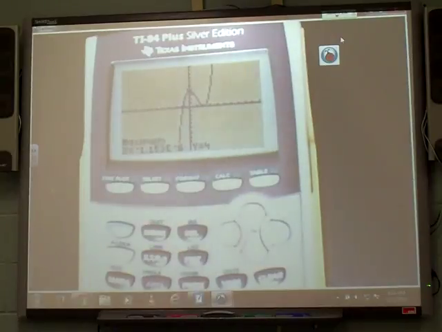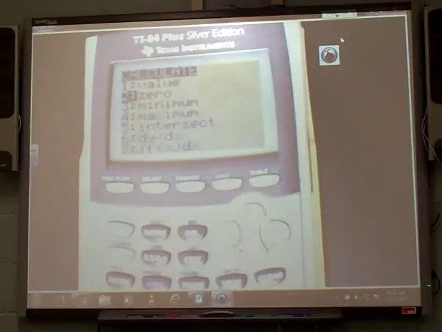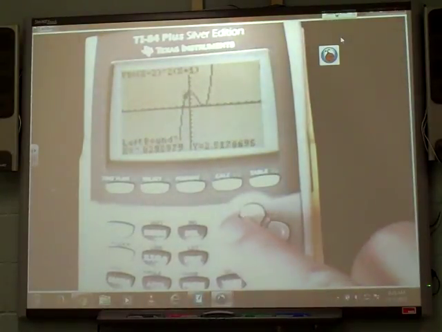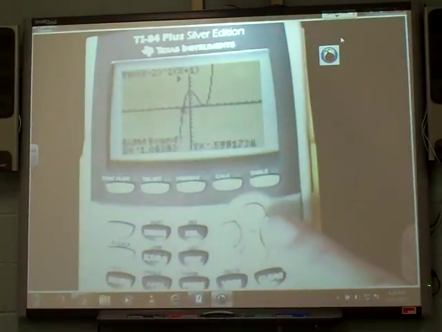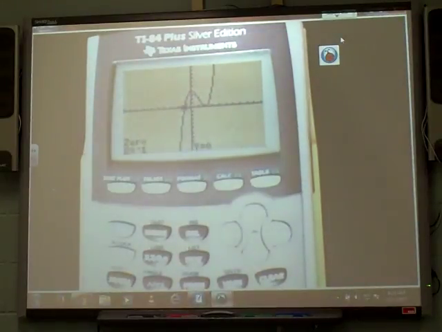I'm going to hit second, calc. Look at number 2, zero. I want to find where that zero is. Same steps. I got to surround it. Left bound means I'm going to go right below it. Hit enter. Right bound, I'm going to go right above it. Hit enter. So it's got a zero at -1. See, it says -1 down there on my screen. We already know what that other one is, but I'm going to do it again anyway.